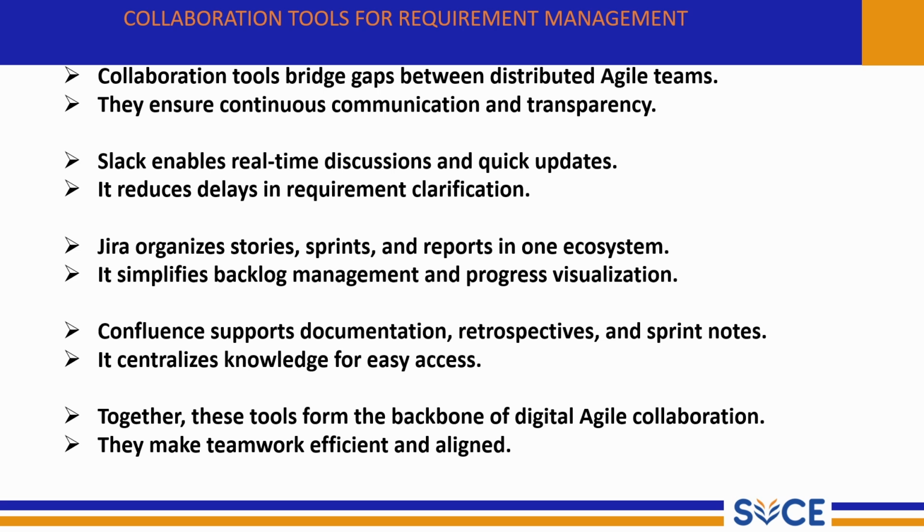Jira organizes the stories, sprints, and reports in one ecosystem. It simplifies the backlog management and progress visualization. Confluence supports documentation, retrospectives, and sprint notes. It centralizes the knowledge for easy access. Together, these tools form the backbone of digital agile collaboration. They make the teamwork efficient and aligned.